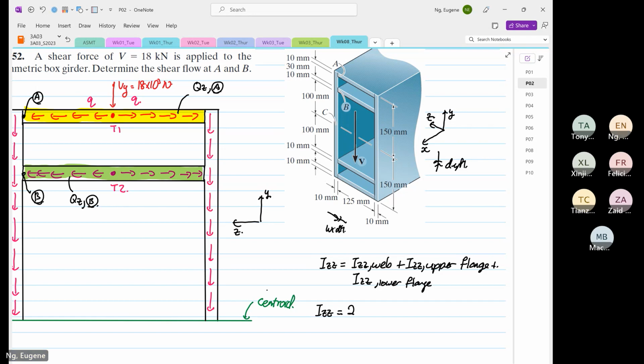Twice. IZZ for the web will be twice. The width will be 145.